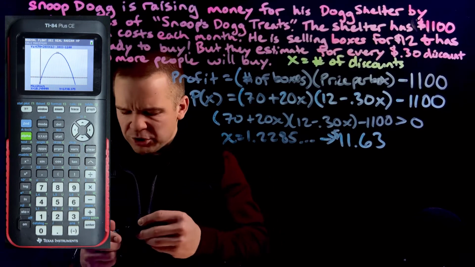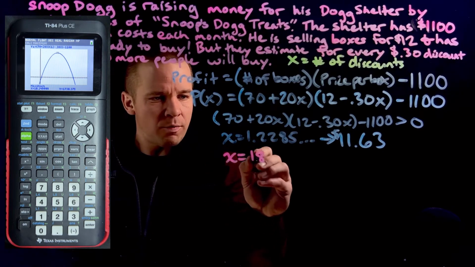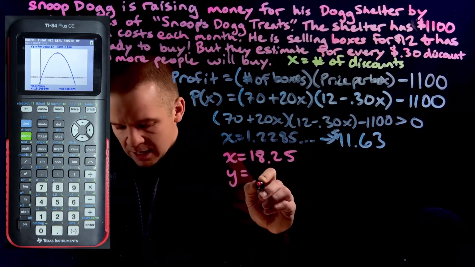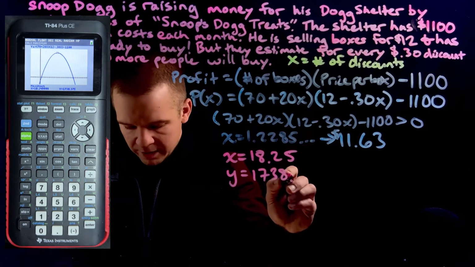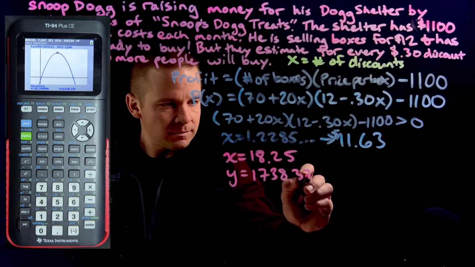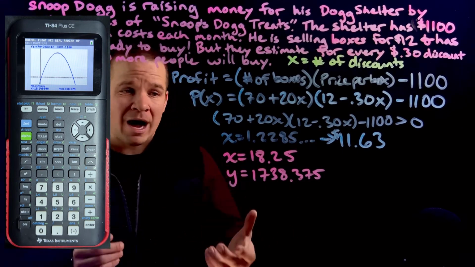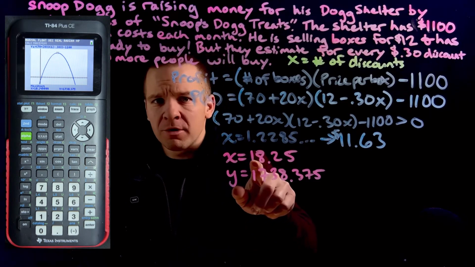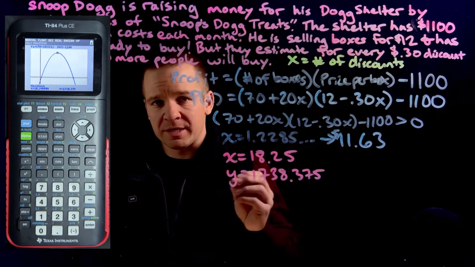All right, so let's see here. I'll switch markers. So we got x is 18.25, and then our y is 1,738.375. Okay, so now what does this mean in the context of the problem? Well, that's the number of discounts, right? That's the number of discounts right there that would get me to the price that I want.